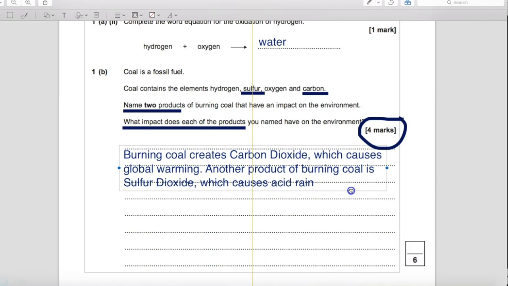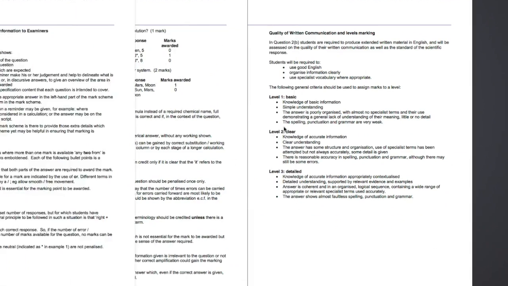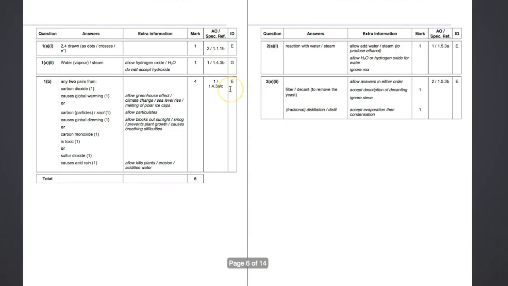Here we go. Apologies for not fitting in the lines. Burning coal creates carbon dioxide, which causes global warming. Another product of burning coal is sulfur dioxide, which causes acid rain. I've got my 2 things that are created, carbon dioxide, sulfur dioxide, and the 2 impacts they have on the environment, acid rain and global warming. If we go over to the mark scheme, it tells us exactly what the right answers would be.